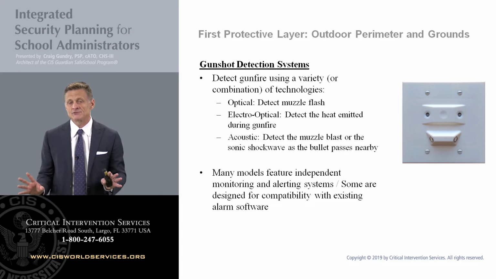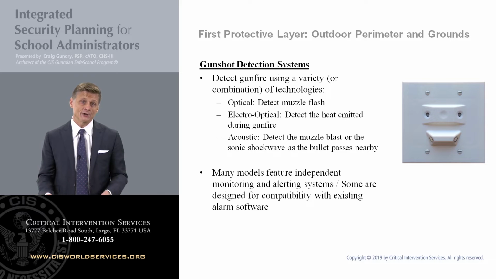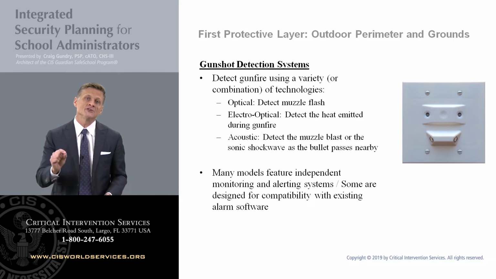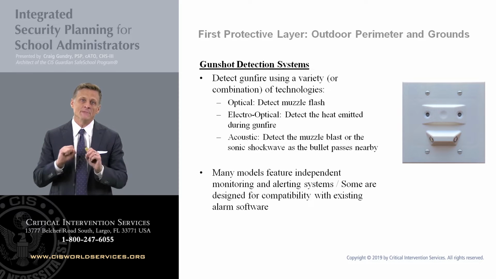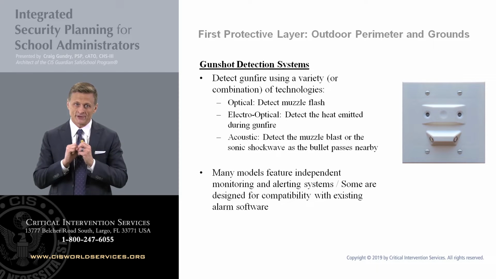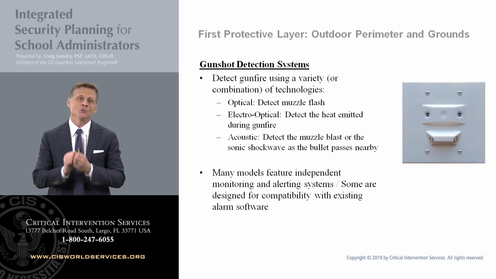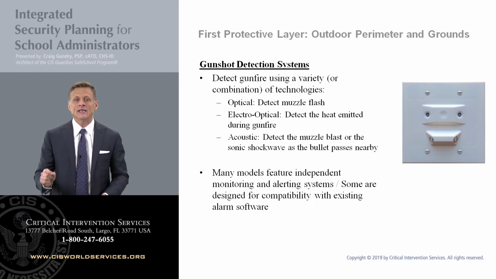Now, there's several different types of technologies that are available here. We have some systems that are regarded as optical, meaning that they detect the actual muzzle flash when the weapon is fired. The second are electro-optical systems. They detect the heat emitted by the muzzle flash, or at the muzzle, when the weapon is fired. And then we have acoustic systems, which recognize characteristics of the sonic signature when a weapon is fired.